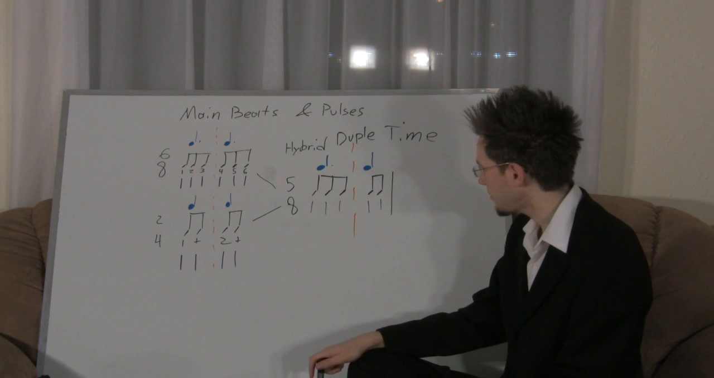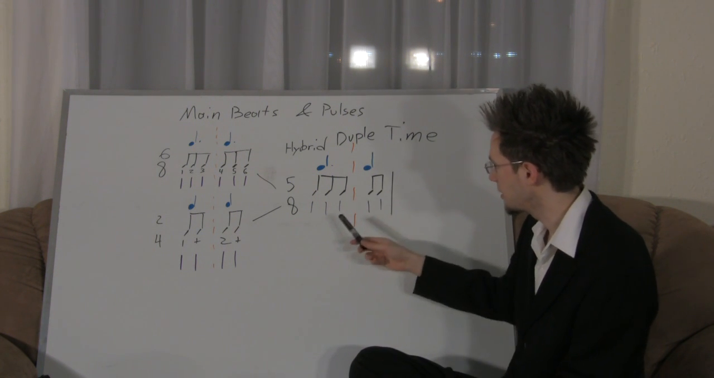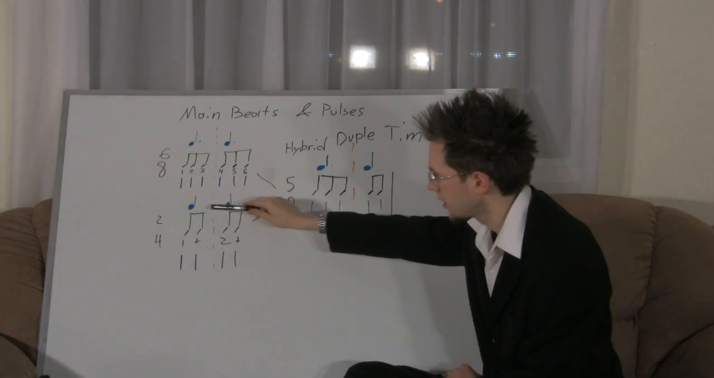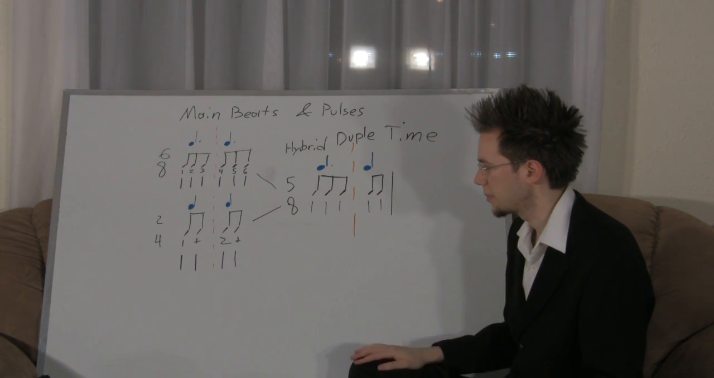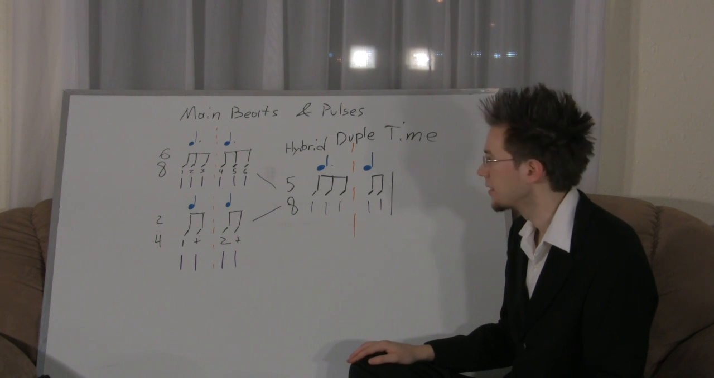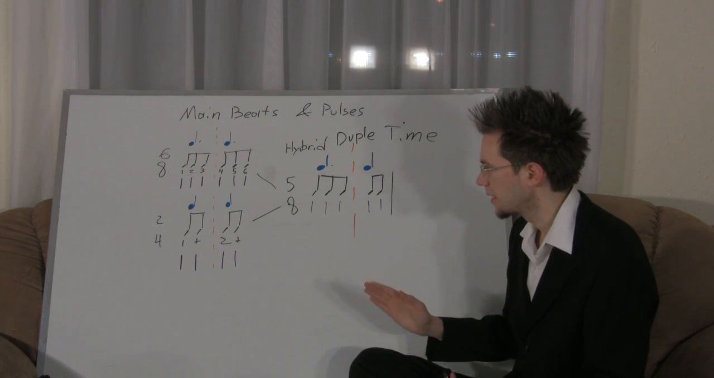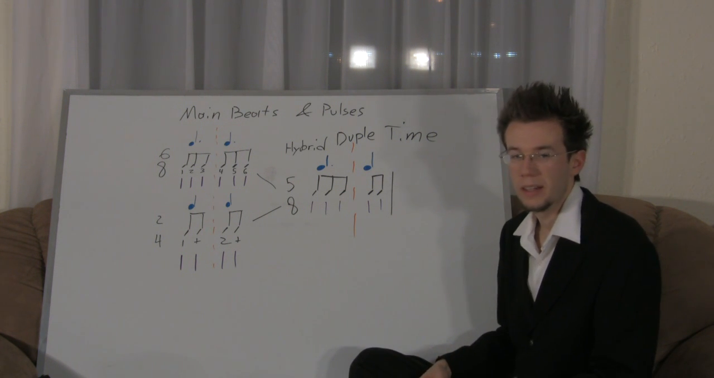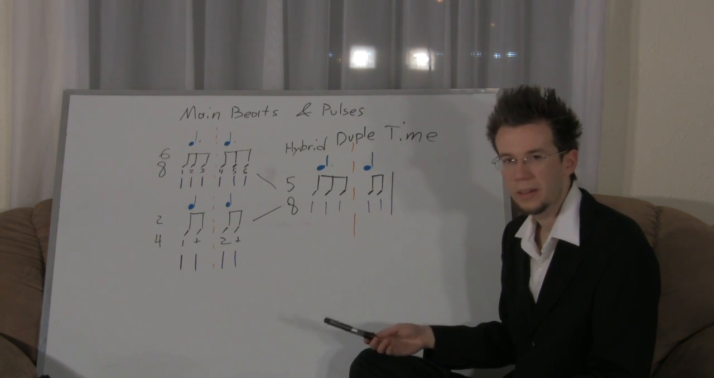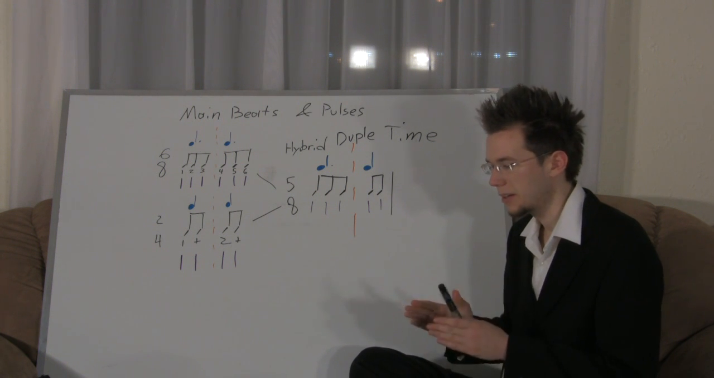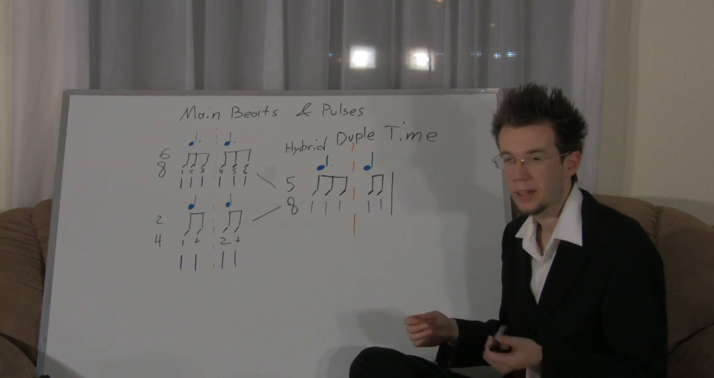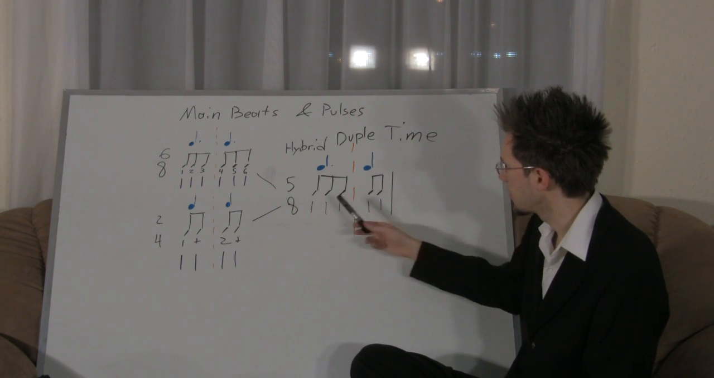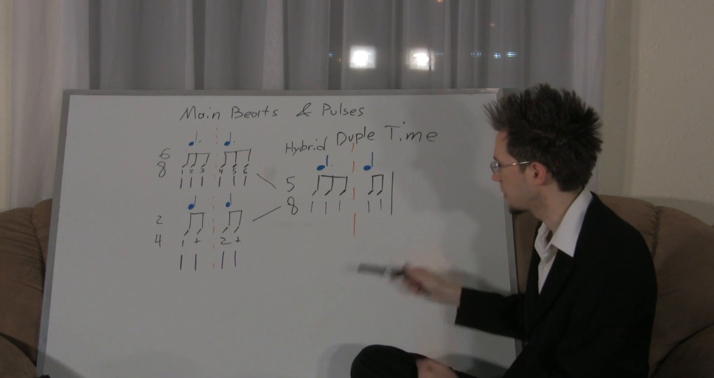But anyway, what I want to talk to you about basically is that main beats occur as the groupings, like what you're going to be feeling, okay? And the pulses are like the little things underneath. So main beats will be bigger and they're going to be either dotted for the compound or not dotted for the simple time, okay? And so a hybrid duple time signature is when you combine one from each type and then put it together.